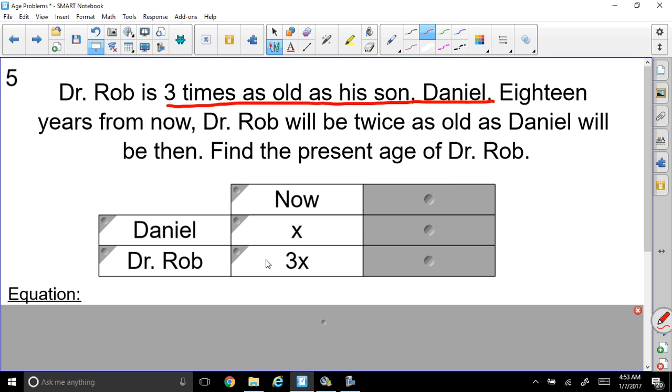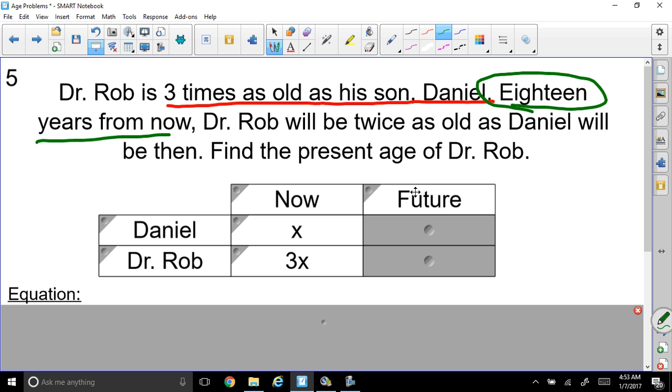Now, they deal with something else, something called 18 years from now. So now they're dealing with the future. So here is the future. So we can now put a column together dealing with the future age. So what is about the future? 18 years from now.